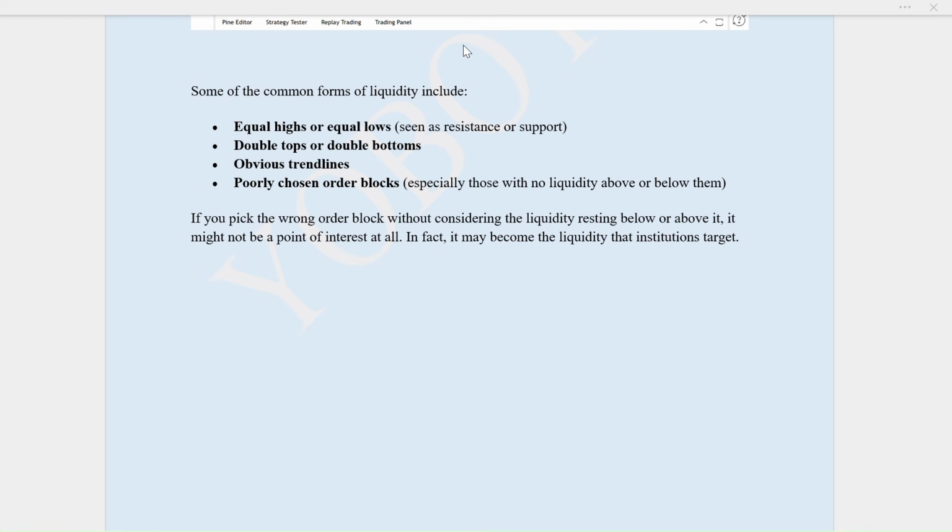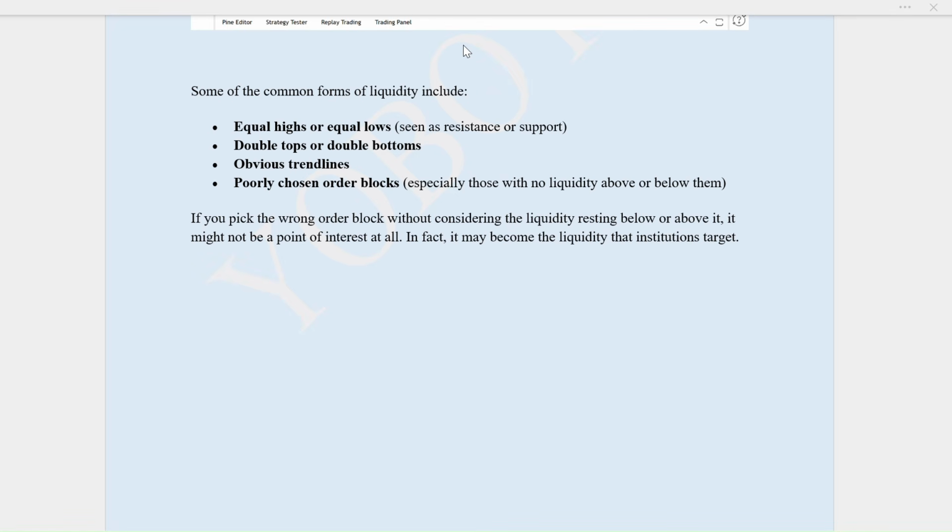Some of the common forms of liquidity include: number one, equal highs or equal lows, often seen as resistance or support. Number two, double tops or double bottoms. Number three, obvious trend lines. Number four, poorly chosen order blocks, especially those with no liquidity above or below them.